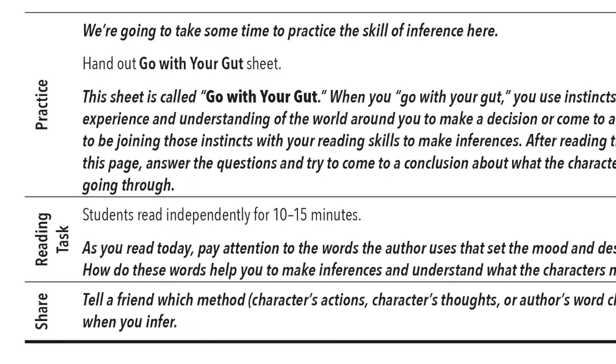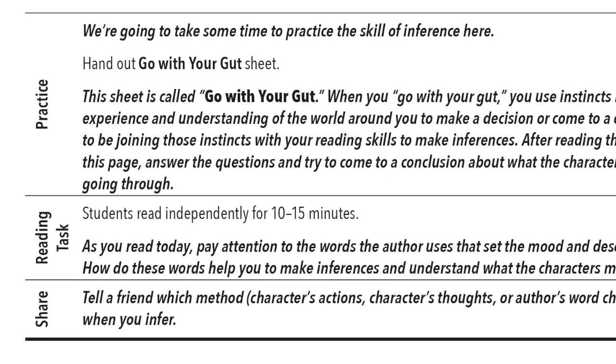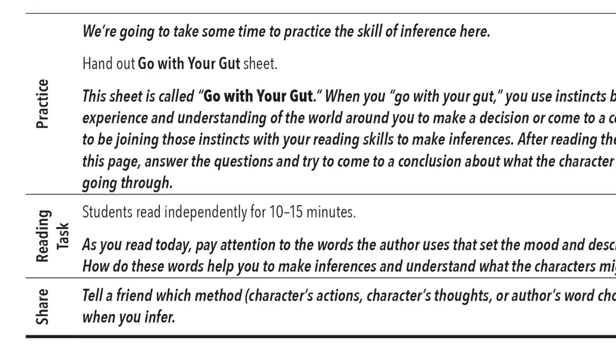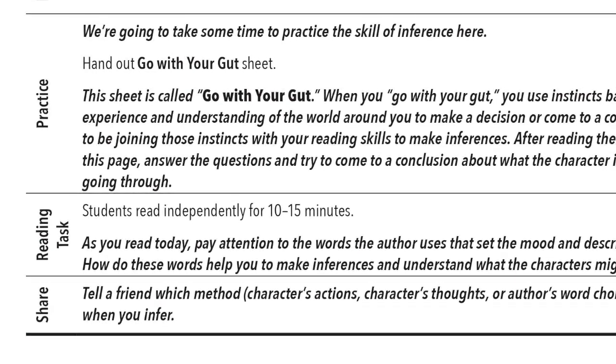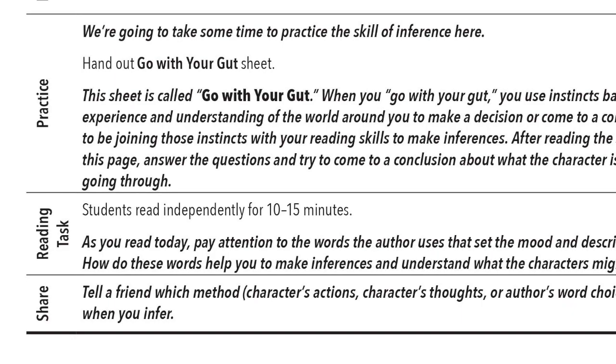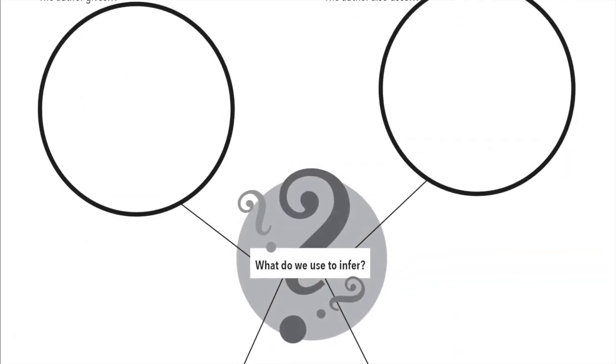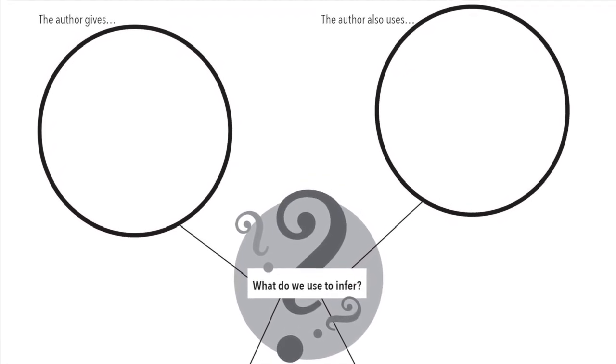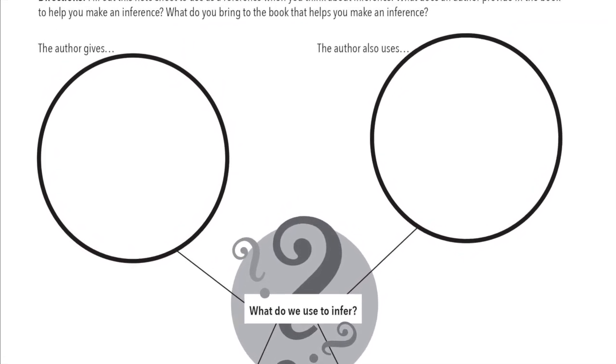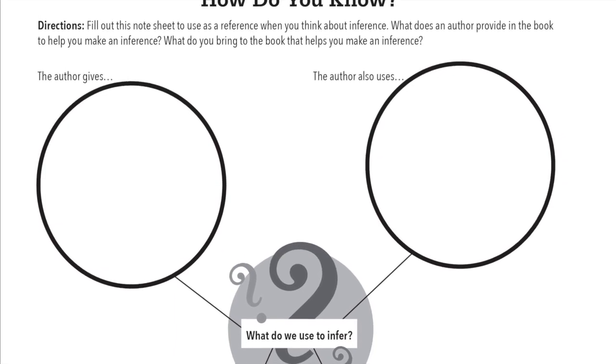At the end of the class, students are asked to tell a friend which method, character thoughts, character behaviors, or word choice, helps them the most to make an inference. On the following pages, you'll find the included note sheets and handouts for this lesson, both of which are specifically referred to in the lesson.